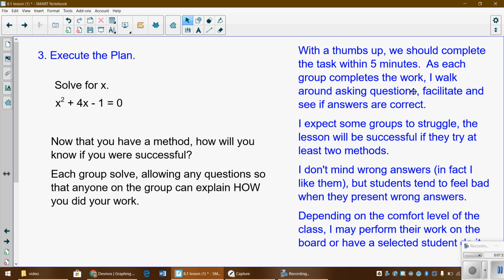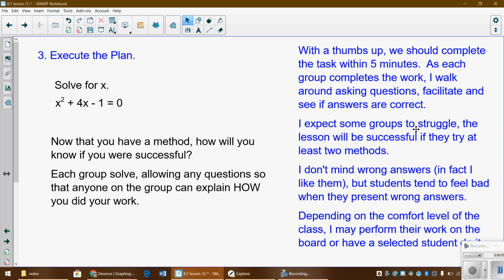As each group completes the work, I walk around while it's getting worked on. I ask them questions about their process, or the students that don't seem quite as engaged, verify that they're following along, facilitate, see if they have any answers, and then if needed, find ways to prepare mentally as they give those answers that the answer is going to be incorrect, but how they got there. So that'll be a pretty valuable thing.